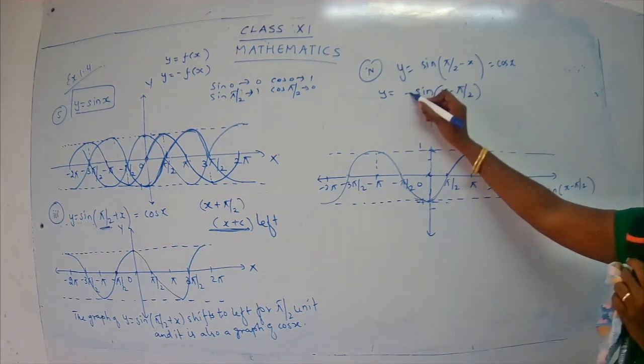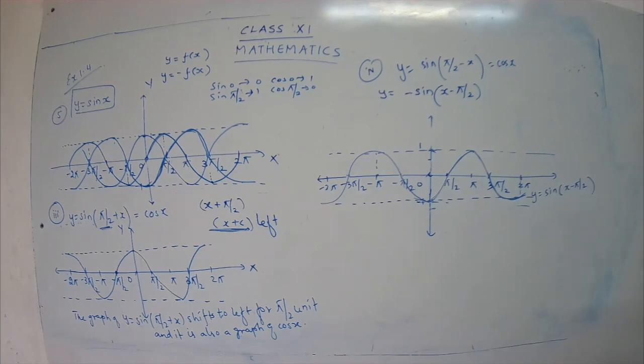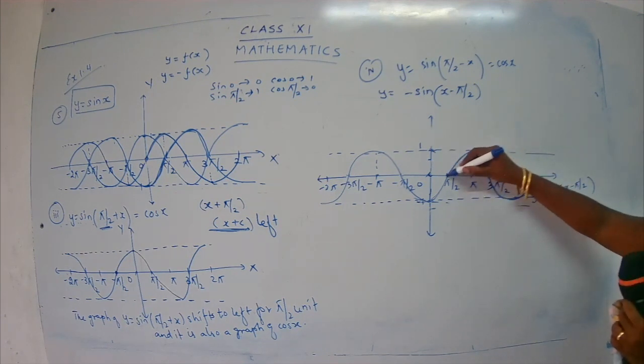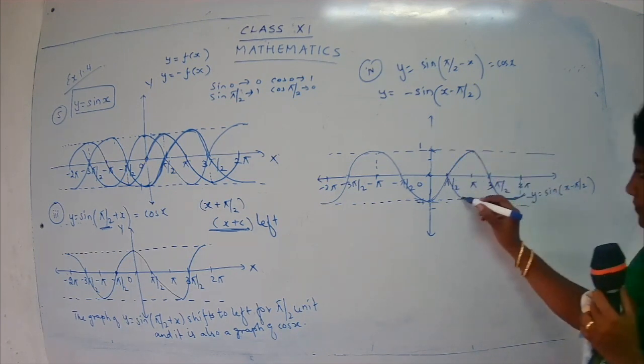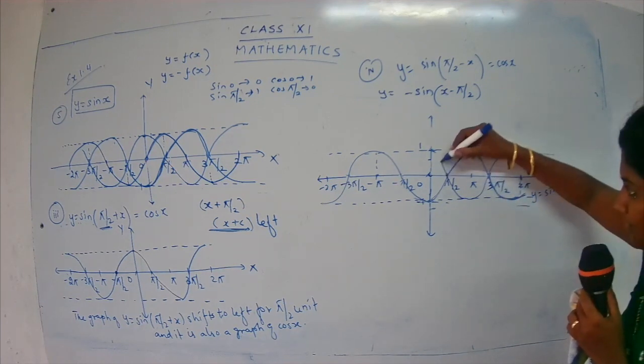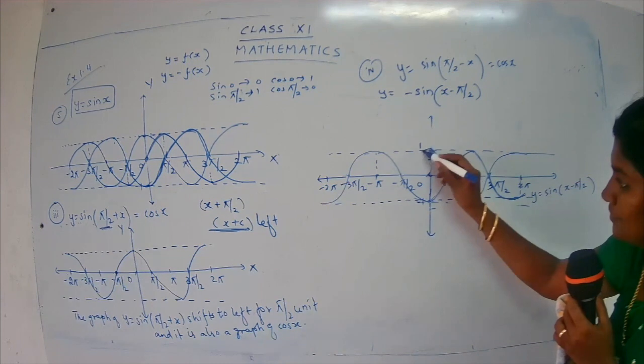Now we have to draw the graph for minus of it. Minus means, yeah, it is a reflection about the x-axis. So just draw the mirror image of it. So this comes like this. Yes, see the mirror image. Yeah, now I get a correct answer.